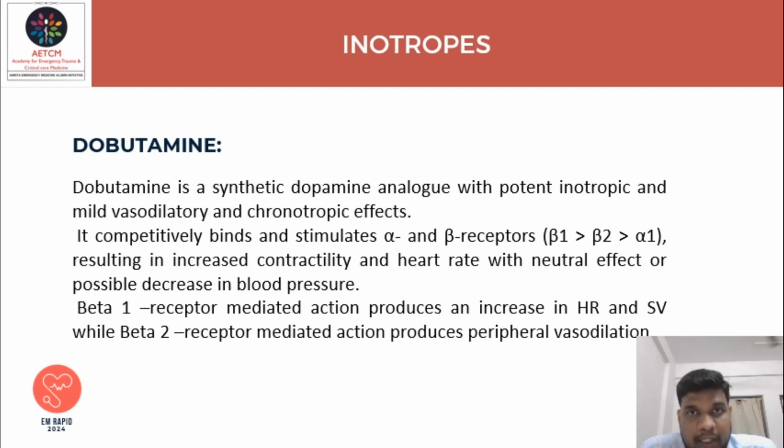Next, we are going to discuss inotropes. First one is dobutamine. Dobutamine is a synthetic dopamine analog with potent inotropic and mild vasodilatory and chronotropic effects. It competitively binds and stimulates alpha and beta receptors, resulting in increased contractility and heart rate with a neutral effect on blood pressure. Beta-1 receptor mediated action produces an increase in heart rate and stroke volume, while beta-2 receptor mediated action produces peripheral vasodilatation.